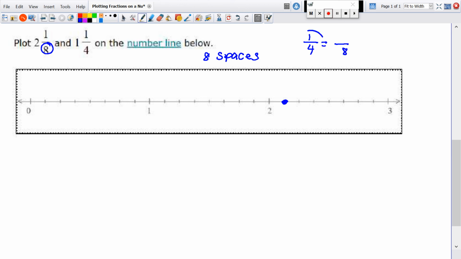The next one does not have 8 as a denominator, so you have to make it have 8. You're going to multiply and divide. 1 times 8 is 8. 8 divided by 4 is 2. So we're going to start at 1 and go over 2 lines right here. That could have been simplified, but you don't want to simplify it because you're plotting the original fraction. If you were given a fractional answer instead of a point, then you would have to simplify.